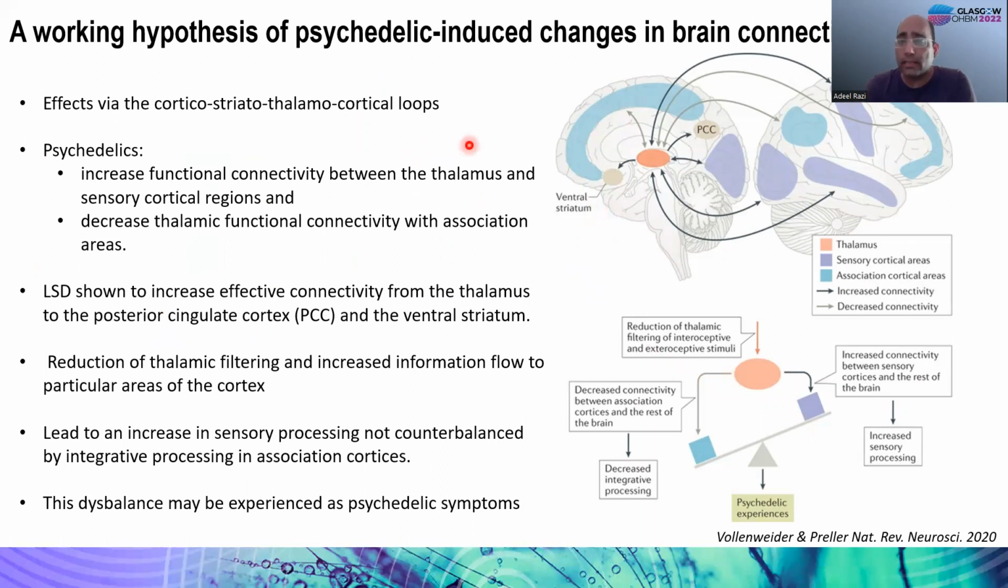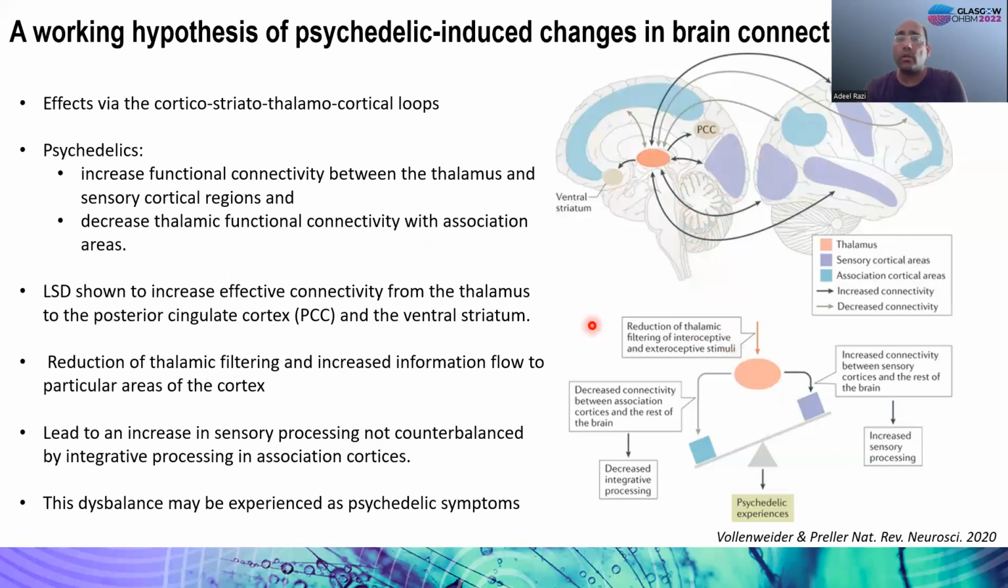So this goes like this: these effects work through the cortico-striato-thalamo-cortical loop. This is what I was talking about in the previous slide. What's been shown with the evidence is that there's an increased functional connectivity between the thalamus and the sensory cortical areas, and a decrease in connectivity between the thalamus and the association cortex. Then, as I showed on the previous slide, LSD also increases the effective connectivity between the thalamus and the posterior cortex, and also from the thalamus to the ventral striatum.